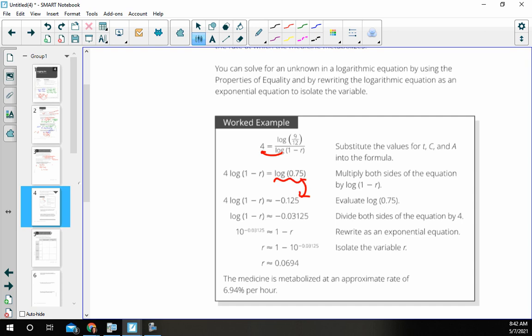Alrighty, then they divided by 4 to detach it over here to get that log. Then they converted, so it is a base 10. So they did 10 to that exponent, negative 0.03125, is equivalent to 1 minus r. Then what they did was they added this r over and subtracted the 10 over to get r by itself, to then find the rate. So at almost 7%, it is going to have to decrease.